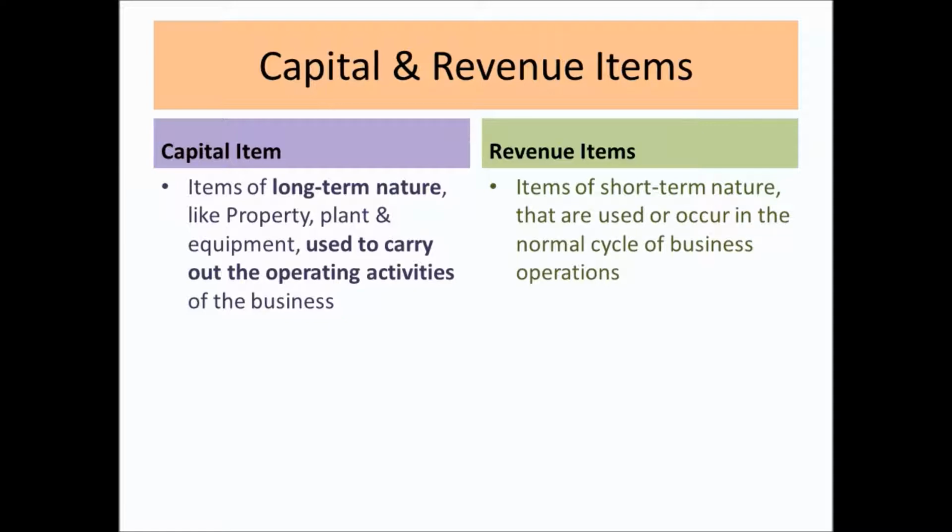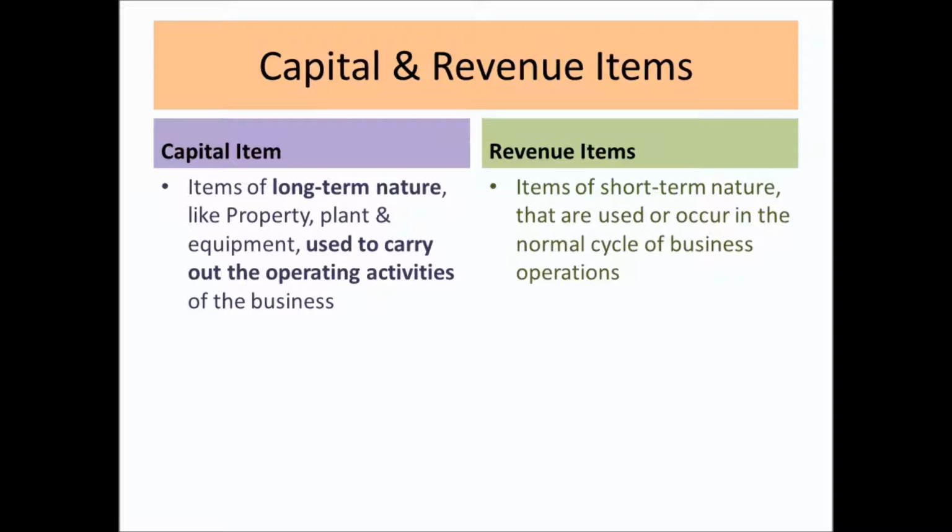So when we say short term, this is usually 1 year or in the normal cycle of the business. So if the normal cycle of the business is 6 months or 3 months, it is short term if it is within that cycle. When we say long term, it is beyond 1 year or beyond the normal cycle of the business operations.